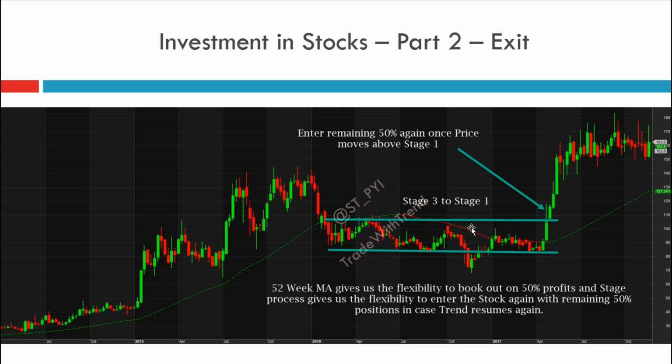So this moving average actually gives us the flexibility to book out 50% profits and then again re-enter as a strong stock forms an accumulation region and then moves up. Remember, this is a stage 3 that has become a stage 1 because there was a distribution sort of pattern happening. We did not get a valid breakdown and then price again moved up, right?